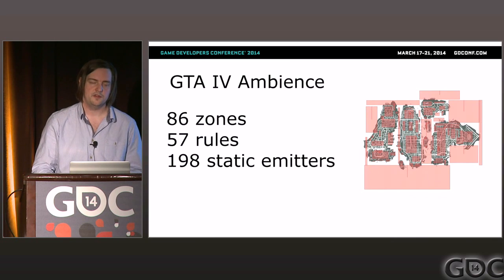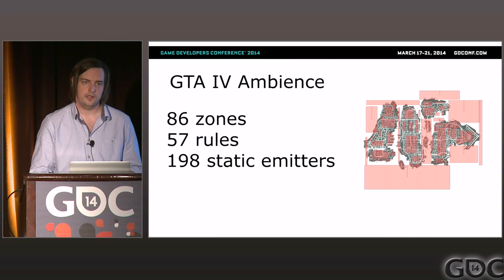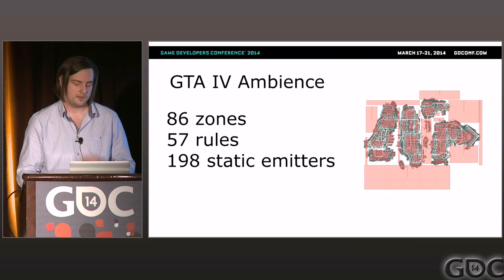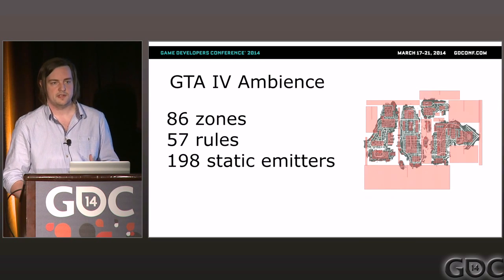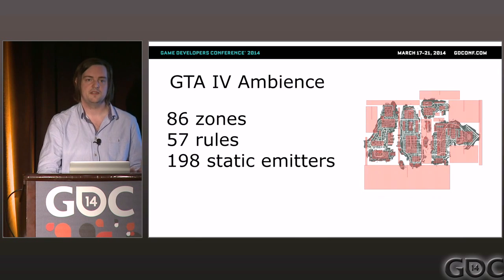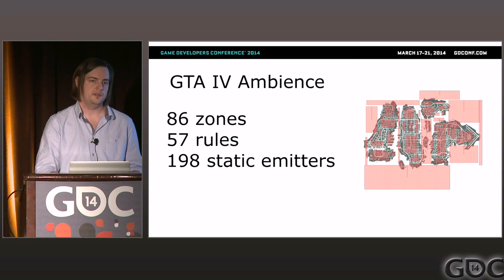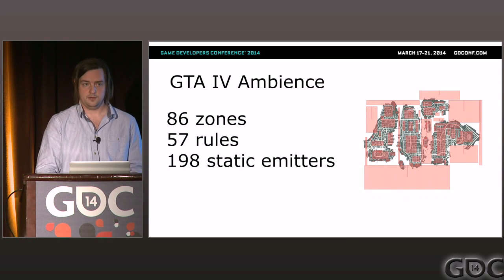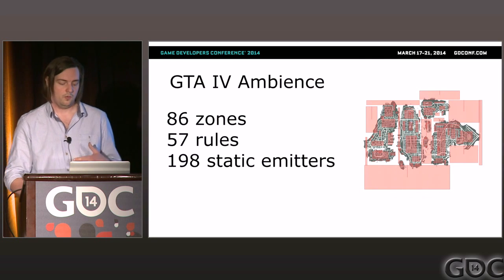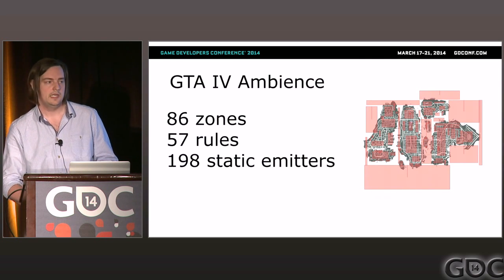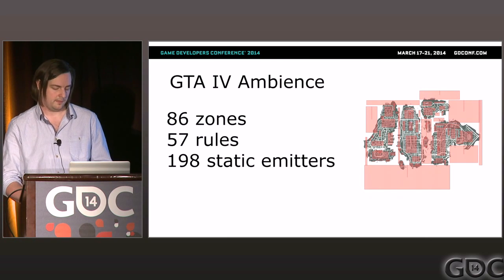The majority of our natural world ambient audio is driven by audio zones, ambient zones. These are placed by sound designers and define an activation volume and a playback volume. And when the player is in the activation volume, the zone is active. When it's active, it will trigger sounds randomly positioned within the playback volume. Rules are used to define when and how often the sound is allowed to play. That might be time of day dependent or weather dependent, that sort of thing.